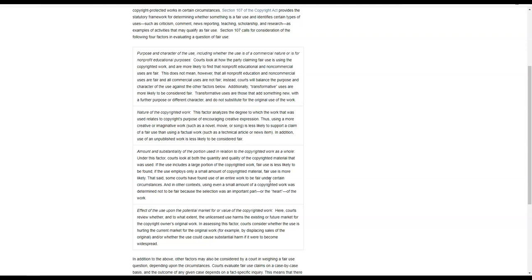of this? The third one, and you hear a lot about this one, is the amount that you're going to use. So how much of that copyrighted work are you using, looking at the whole of it? So is it a large portion of it, or are you using just a very small amount? That's a third consideration. And the last one is, what is the effect that you using this would have on the potential market value of the copyrighted work? So to what extent would using this harm the existing or future market for the copyright owner's original work? Could it cause harm to them?